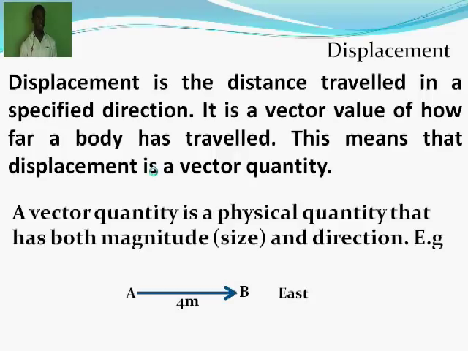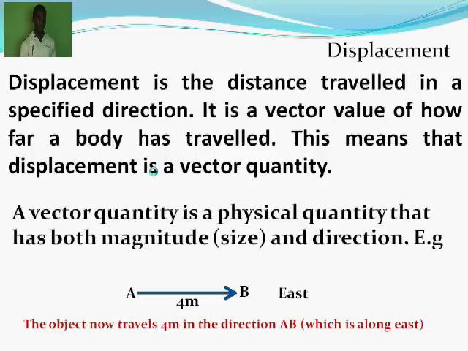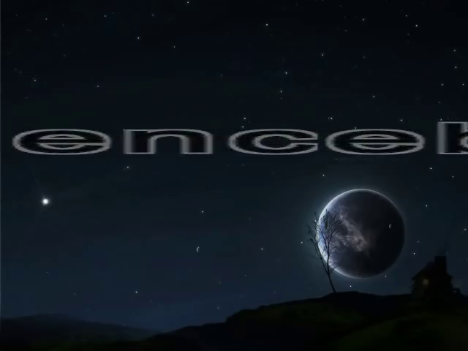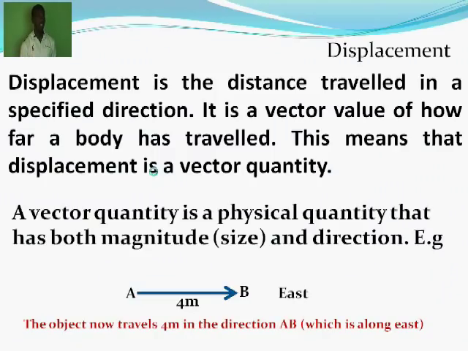Let's look at a typical example that will enhance our understanding of what a vector really is. The body or object now travels 4 meters in the direction of AB, which is along east. Now the direction of travel is known, and once the direction of travel is known, you are referring to a physical quantity that is a vector. You are no longer talking about a scalar, since the direction of travel is specified.